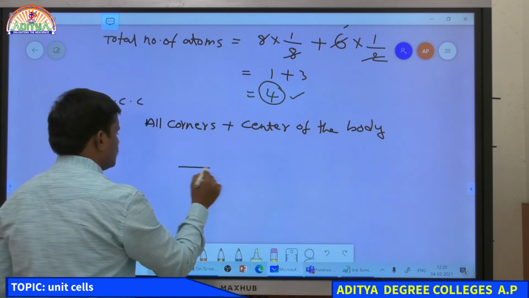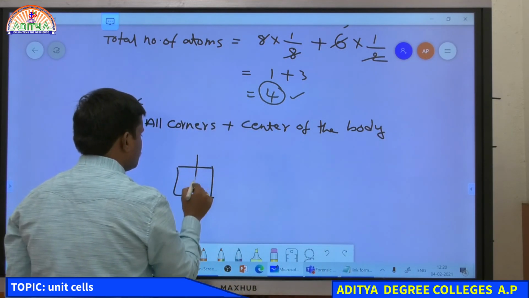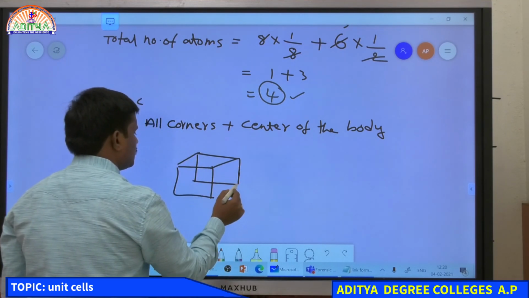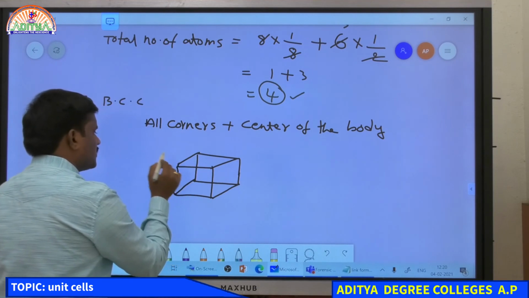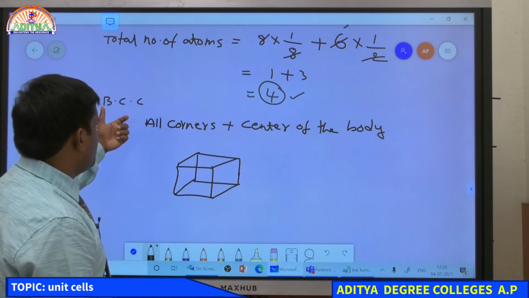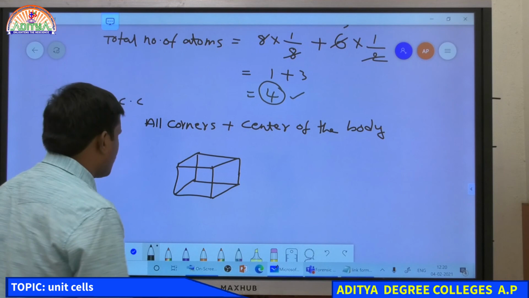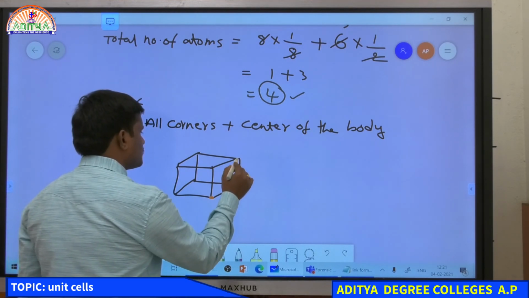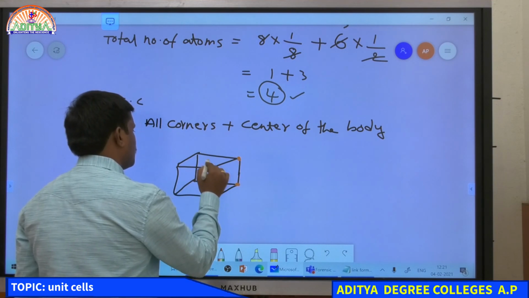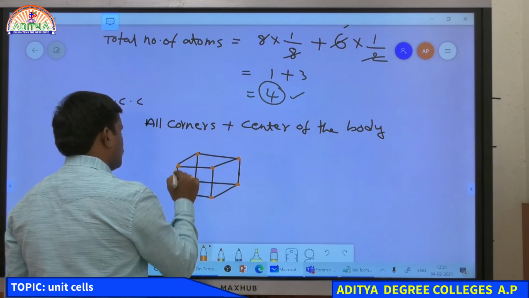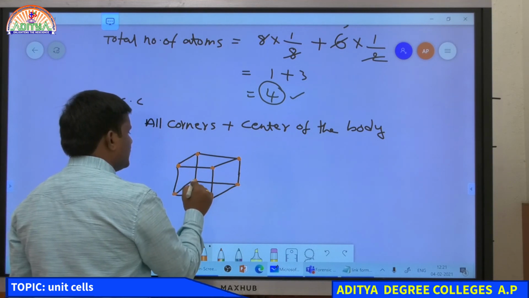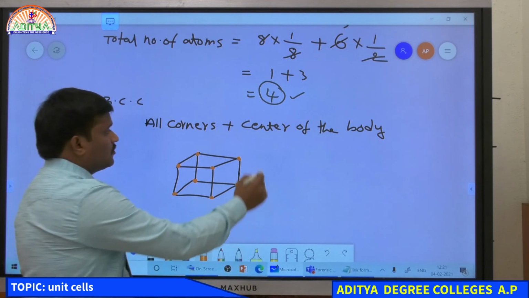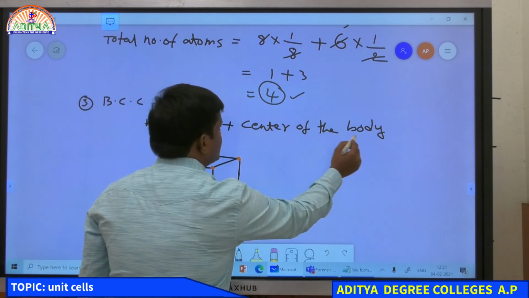So, again consider a unit cell. So, this is the unit cell, right? Now, in the case of BCC, the points are arranged at all corners. So, again there are 8 corners and hence 8 points. So, these are the points present at 8 corners. And now, the point present at the center of the body.